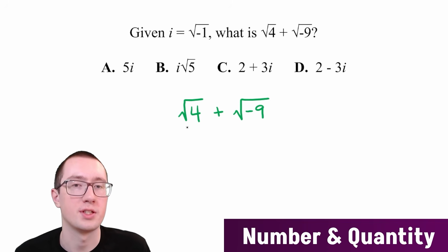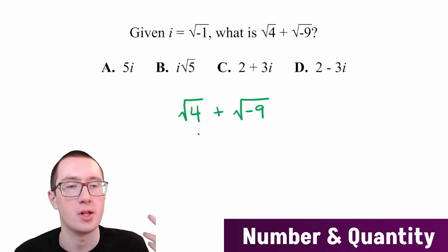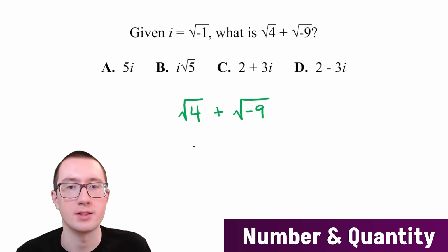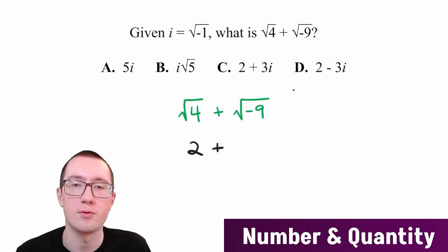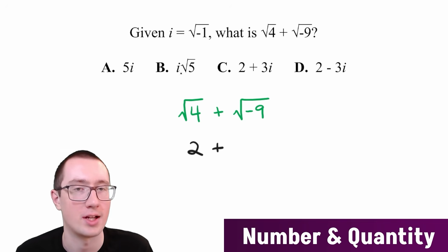Well, the square root of 4 is not that bad because that's just a regular square root. It's what number you have to multiply twice to get 4. And in this case, that's 2, because 2 times 2 is 4. And that's just going to be plus whatever the square root of -9 is. So I have a feeling it's going to be either C or D. I can't imagine it being A or B.